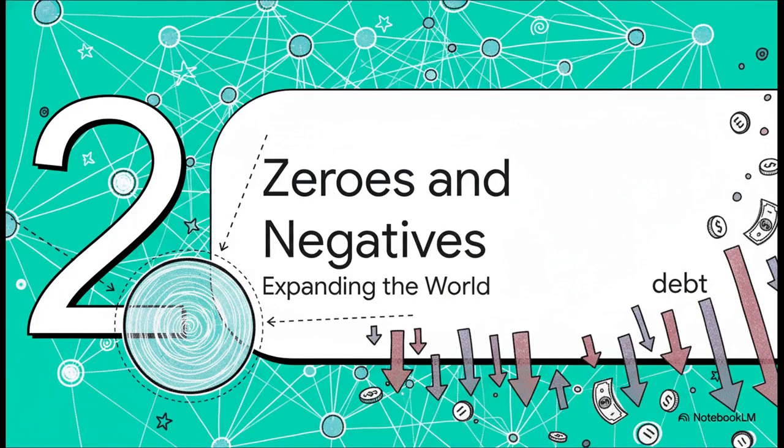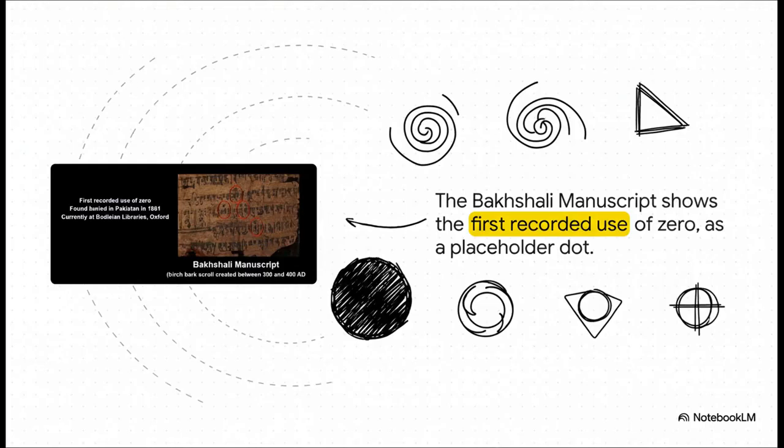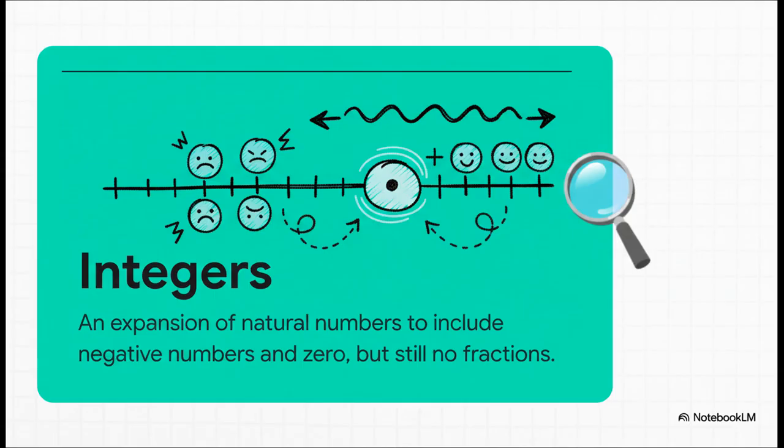Okay, so let's level up our number game. Let's see what happens when we introduce the idea of nothing, and then something that can feel even weirder, owing someone something. You know, it's hard to imagine now, but the idea of zero was a total game changer for humanity. It first pops up in ancient India, not even as a number we'd recognize, but as this simple dot. It was just a placeholder, a way to tell the difference between, say, 10 and 100. It absolutely revolutionized math.